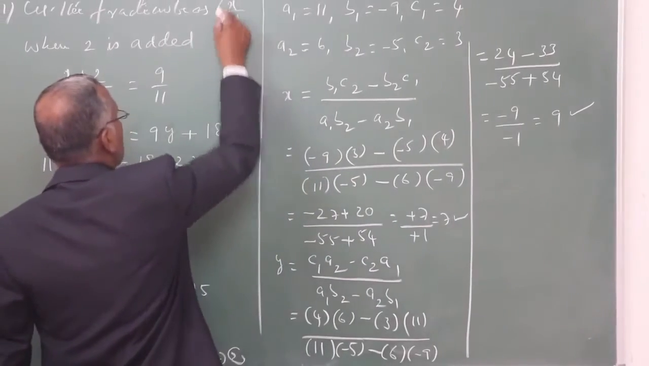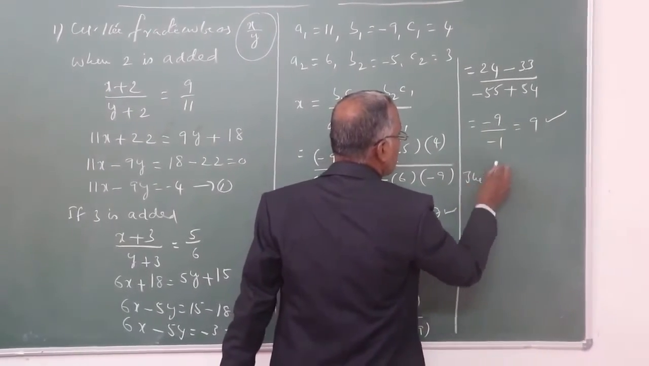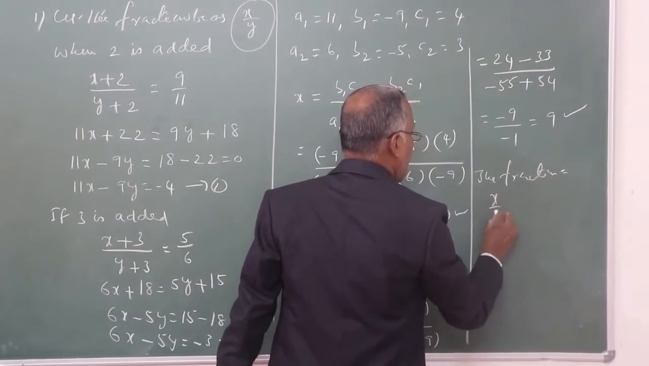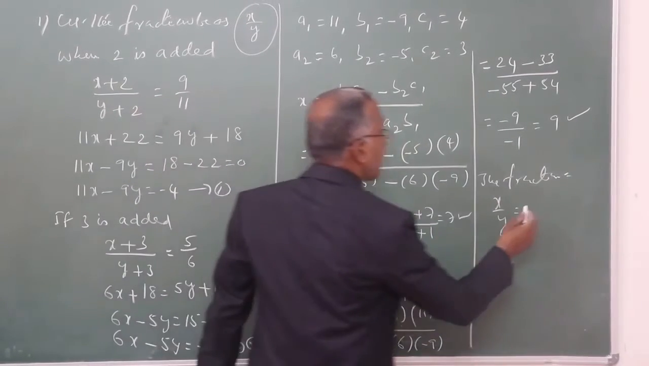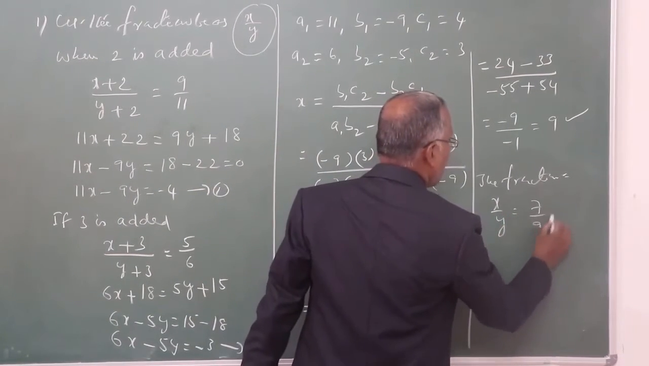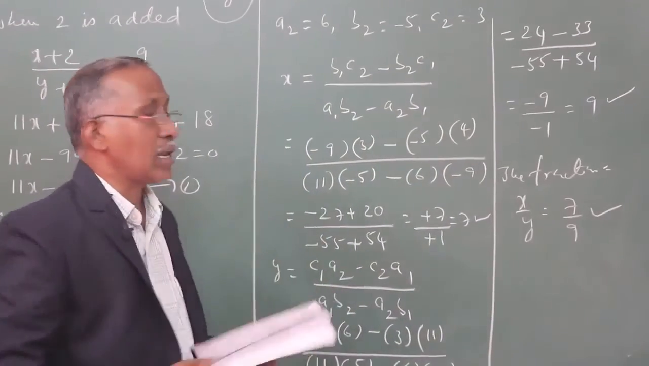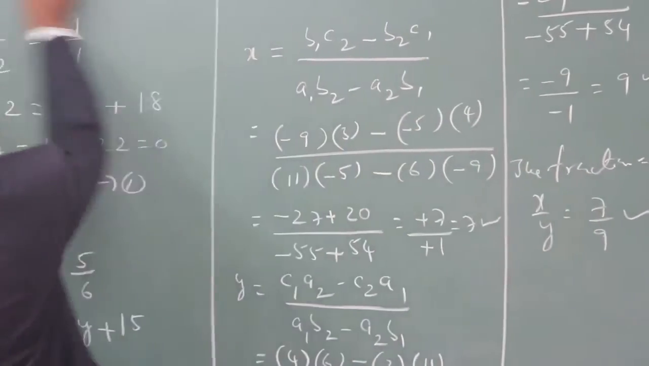And as we have discussed, we have to find out the fraction. Therefore, the fraction is x by y. The x value we have got is 7, the y value is 9. The required fraction now is 7 by 9. This is the way you have to do the sums. Take some more sums and do them.